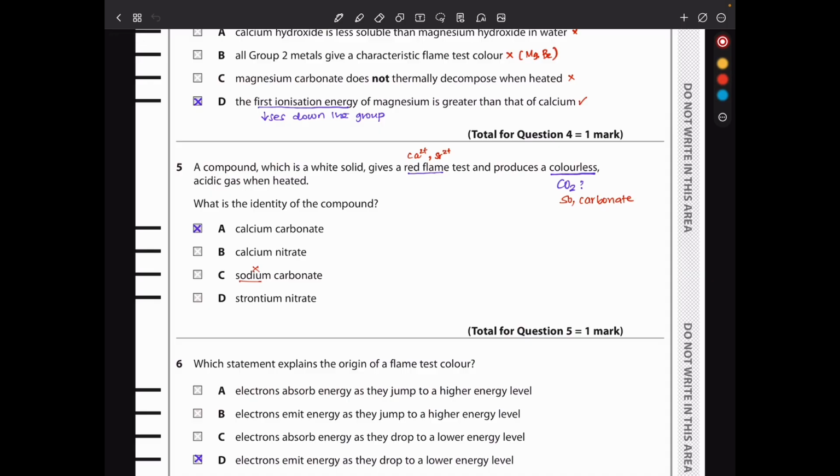In question 5, a compound which is a white solid gives a red flame test and produces a colorless acidic gas when heated.